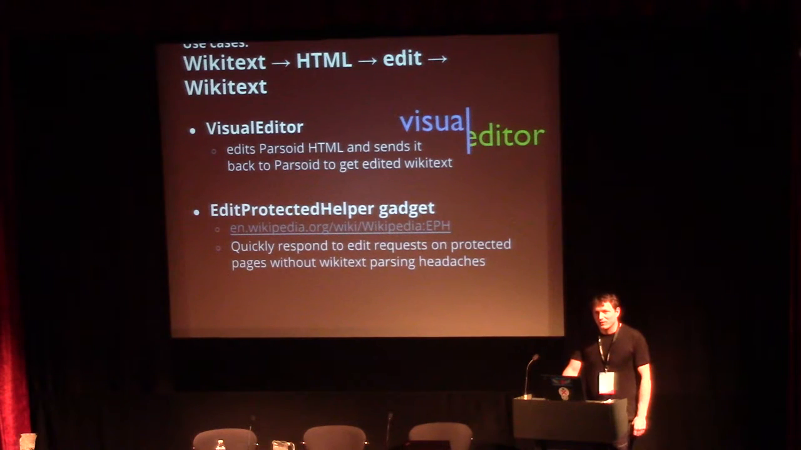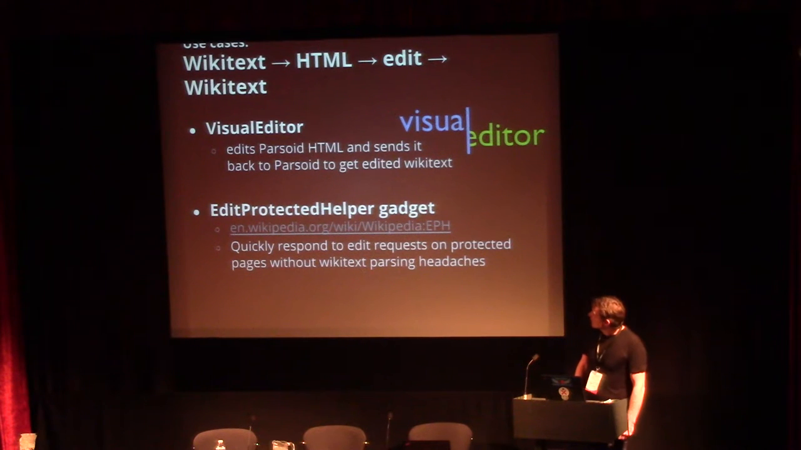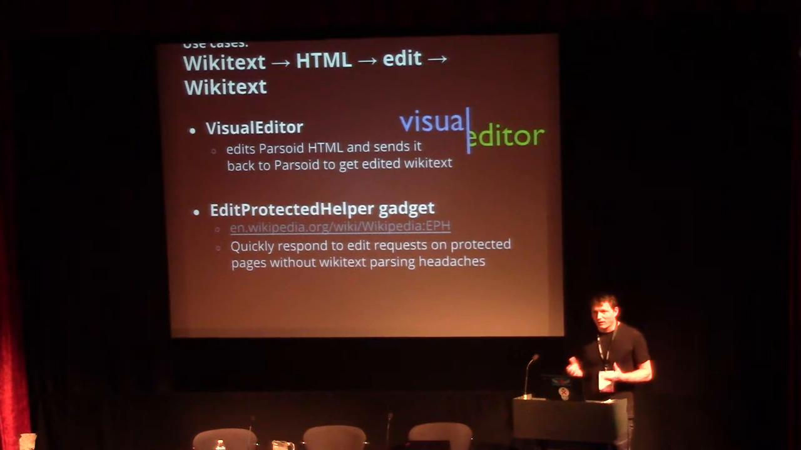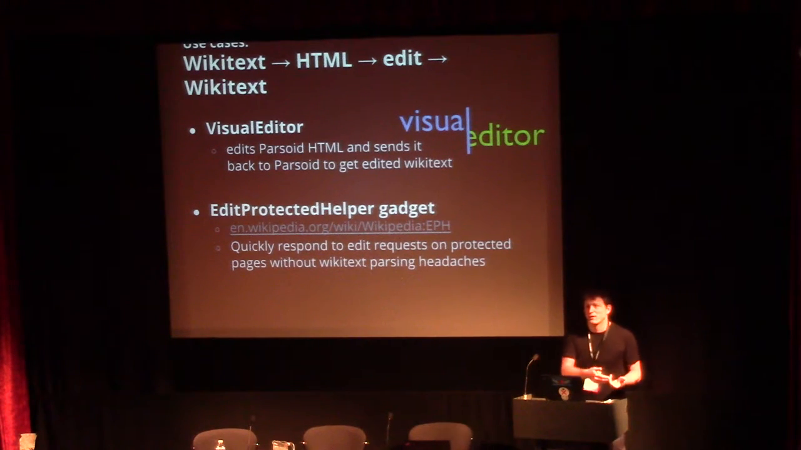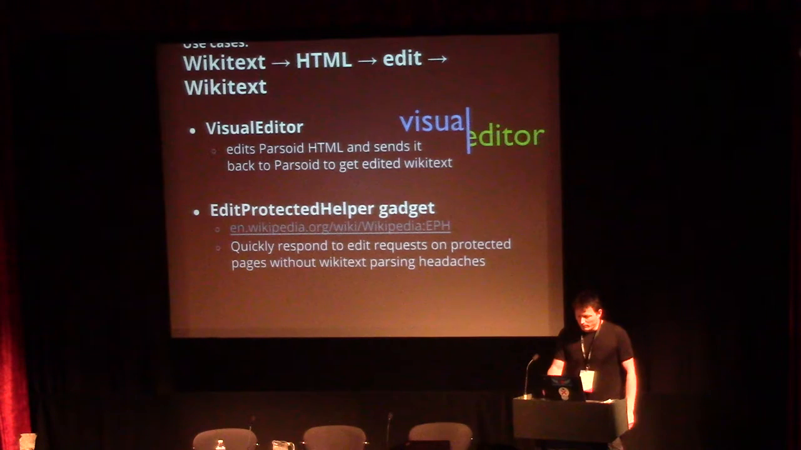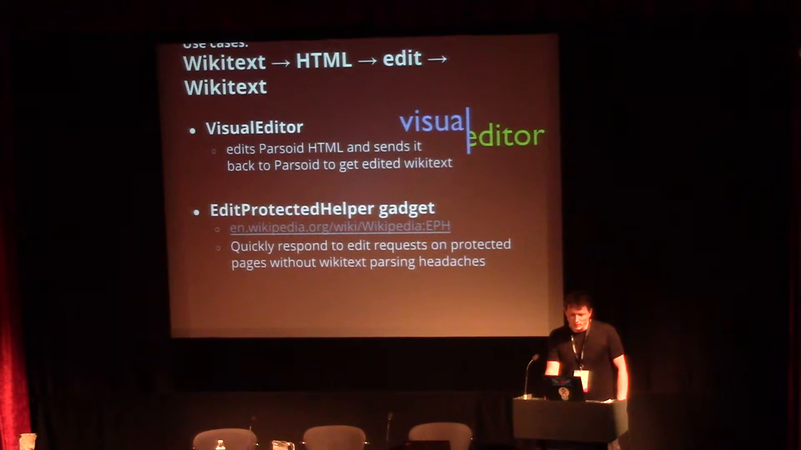Visual Editor, of course, is the biggest user and was also the reason why we started this project. The way it works is it edits the Parsoid HTML and then sends it back to Parsoid to get the edited Wikitext, which is then saved to the wiki. So in this case, we go from Wikitext to HTML, modify it, then back to Wikitext. Similarly, Edit Protected Helper is a gadget that makes it very easy to edit protected pages. It does the same thing in a gadget very easily with jQuery and posts it back.